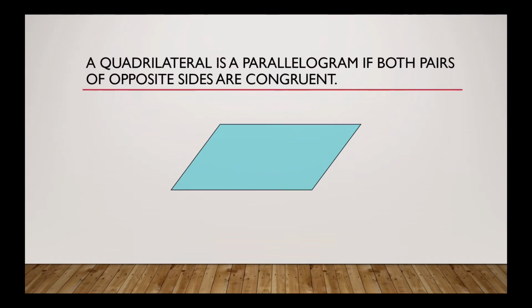So the second condition is that a quadrilateral is a parallelogram if both pairs of opposite sides are congruent. So by using the figure below, we can tell that these sides are equal to each other, so they have the same length. And also, these sides are congruent to each other. So we can tell that if both pairs of opposite sides are congruent, then that quadrilateral is a parallelogram.